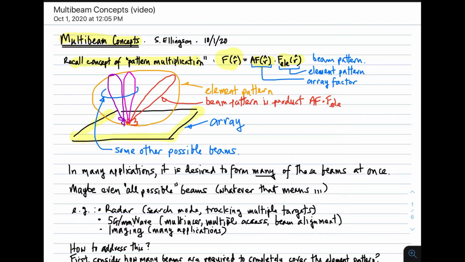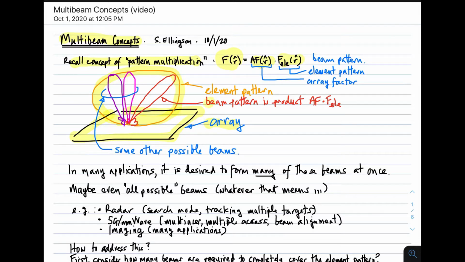This square thing is meant to represent an array. That could be a two-dimensional rectangular array, but what I'm about to talk about is not limited to that particular concept. And this orange outline is meant to represent the element pattern. That's the pattern of any one element. So when you multiply that by the array factor, you can get these various beams.